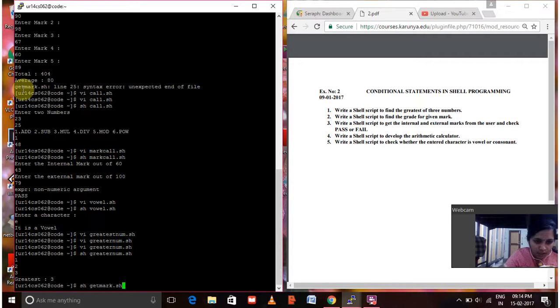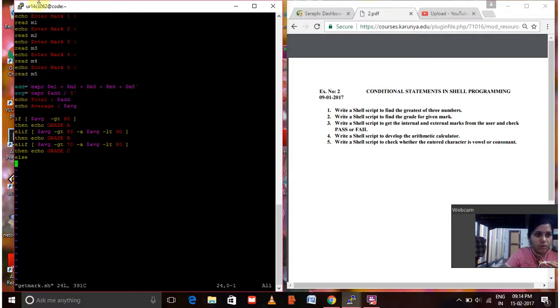To find the grade of the given mark, this is my program. In this I'm using five echo statements. We have to enter five marks, and we are reading them as m1, m2, m3, m4, m5, and we are giving add and average. Add is the sum of the five marks, and from that we are dividing by 5, because five marks are given, to get the average. The total is the marks added together, and the average is the total divided by 5.